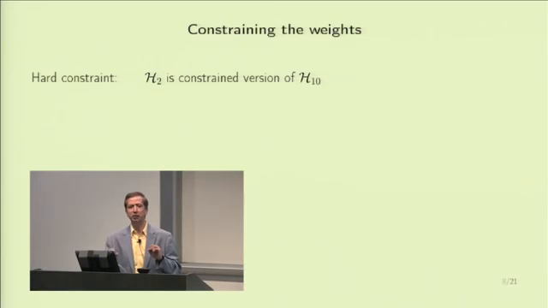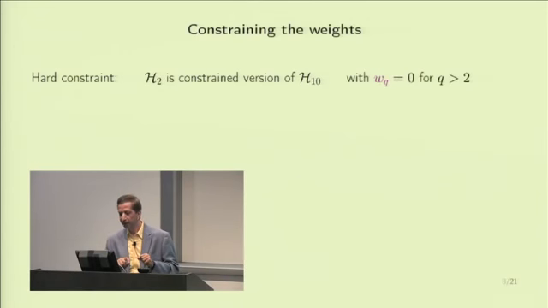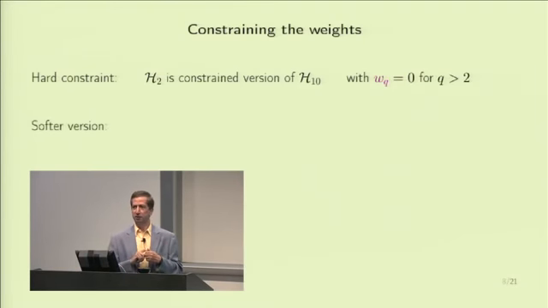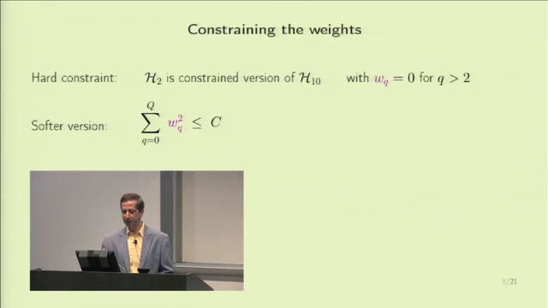But one way to view H2 is as if it was H10 with a constraint. And what would that constraint be? Just set all the parameters to 0 above power 2. That is a constraint, okay? But obviously, that's an extreme case. What we mean by a constraint, usually regularization, is something a little bit softer, okay? So here is the constraint we are going to work with. We are going to work with a budget C for the total magnitude square of the weights.